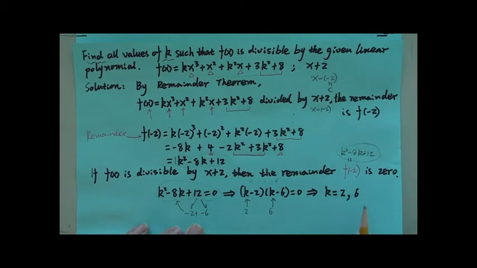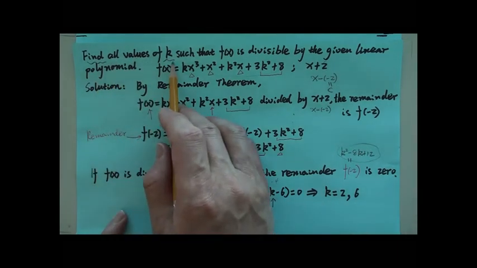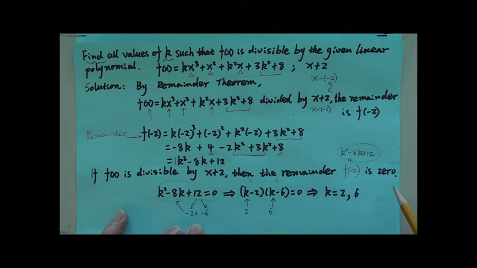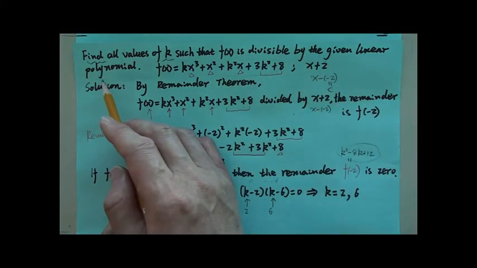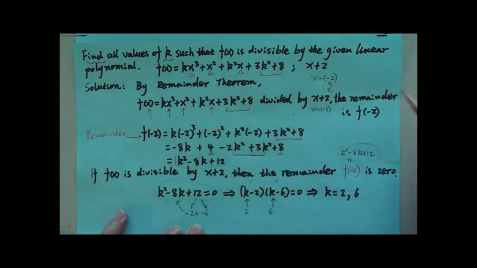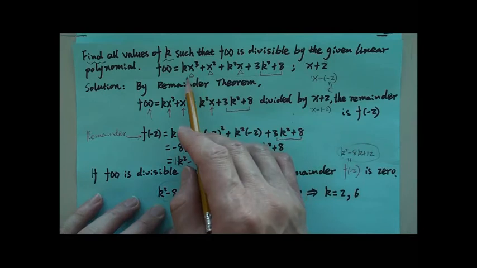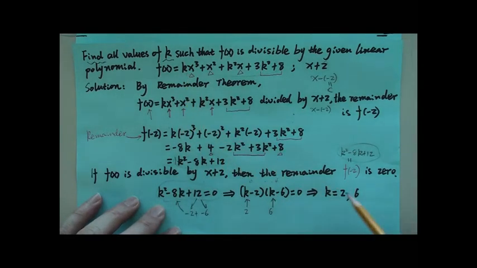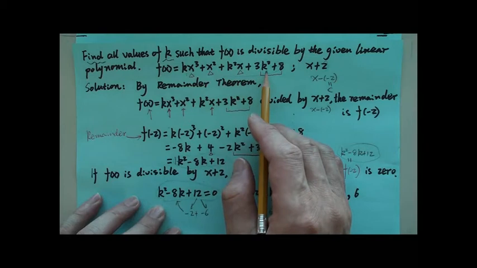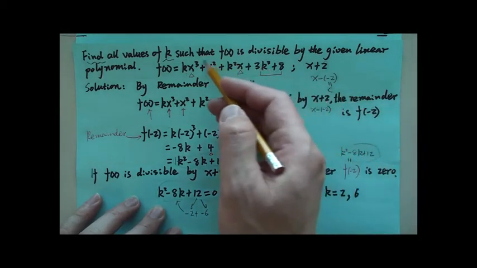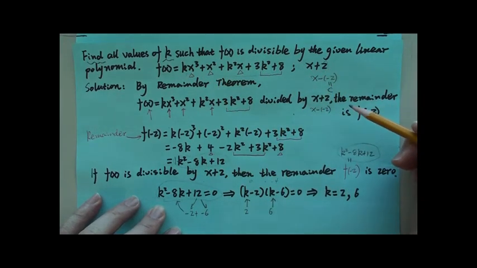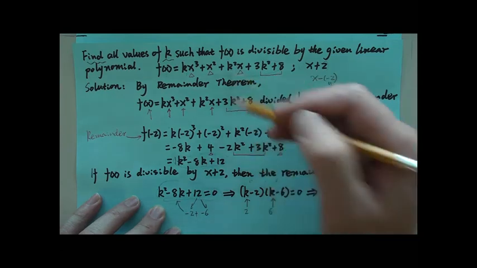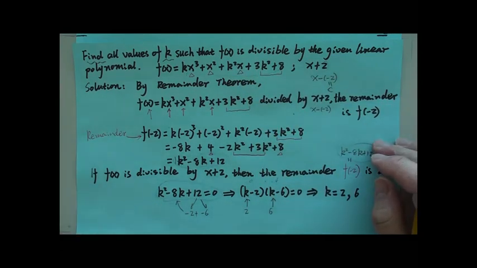Up to this far, we have found all values of k, that's 2 and 6, such that f of x is divisible by the given linear polynomial x plus 2. You may plug in 2, replace k with 2, see how the polynomial looks, and check that this polynomial is really divisible by x plus 2. You can do the same for 6. Okay, I'll see you next time.